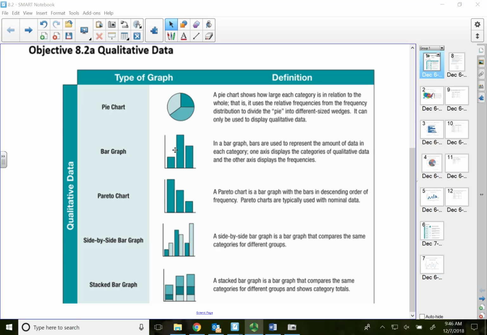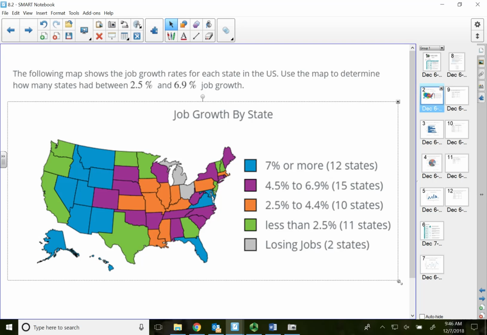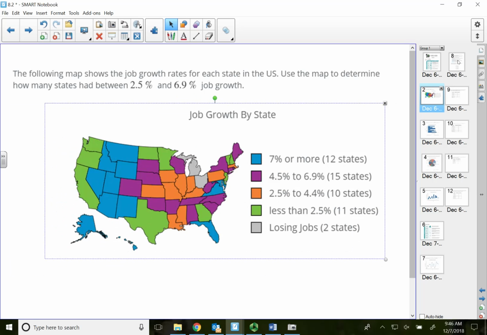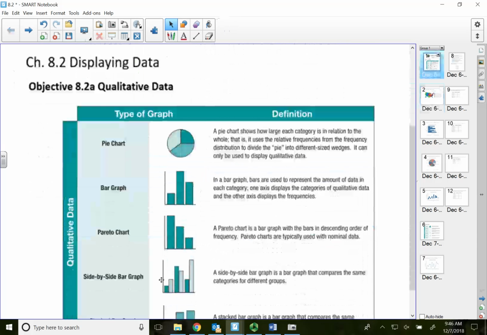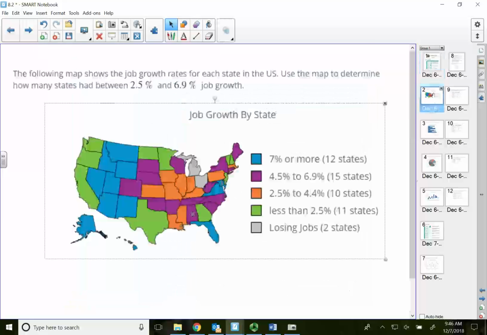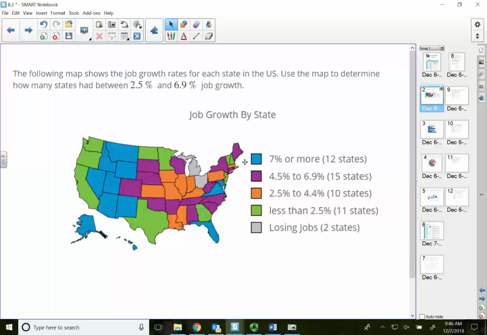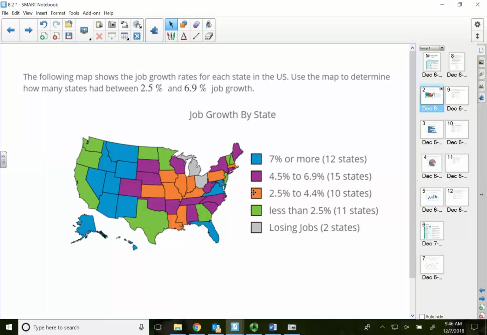I'm not going to read through all these definitions. I'm sure you can read through them on your own. So let's do some examples of different types of graphs. This very first one is a very popular one. It's not one of those that I listed here. This is actually more like a pictograph, in a way.